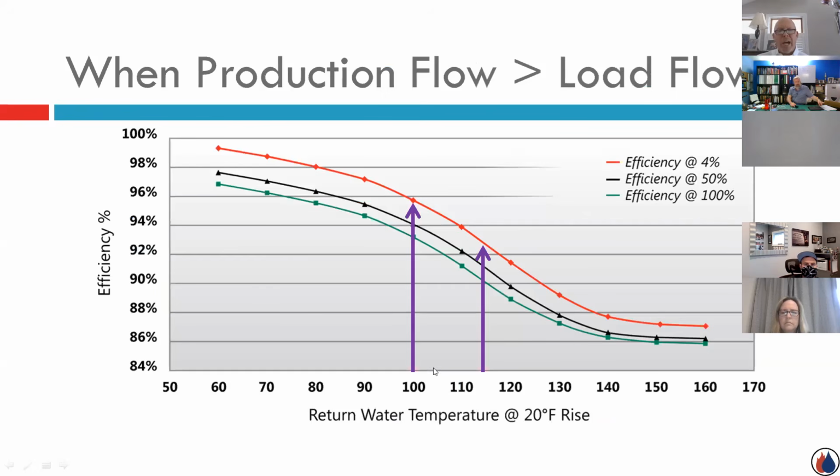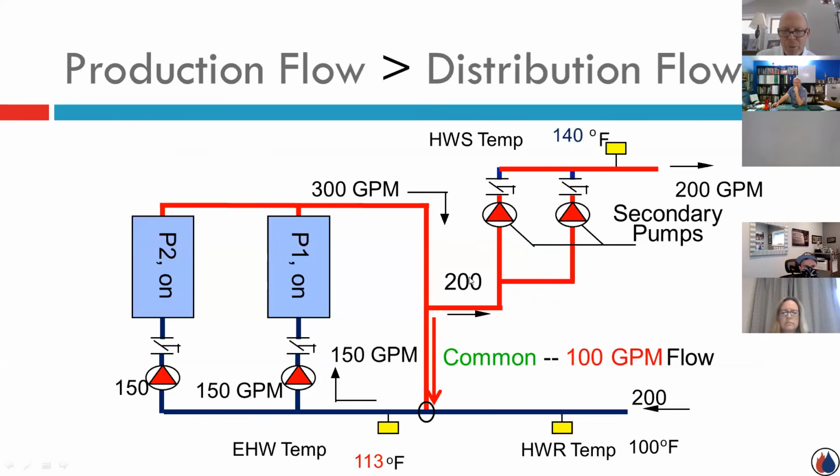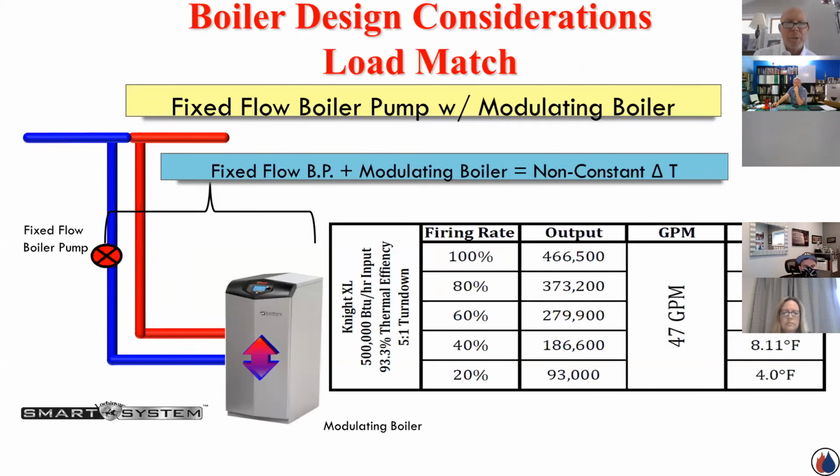And as a quick chart from one of the modulating condensing boiler manufacturers' efficiency curves, as you start to take that return water and elevate it, look what it does to the slope of those efficiencies at the various firing rates. So you want to do everything you can to try to avoid that. And here's a quick way of doing it.